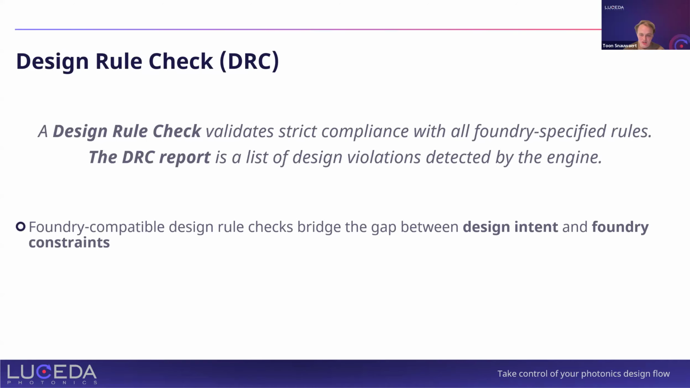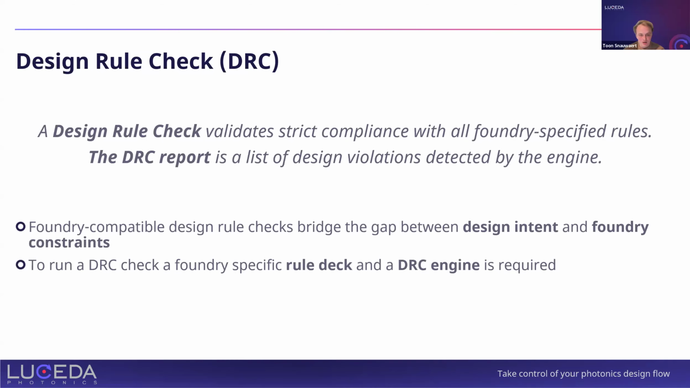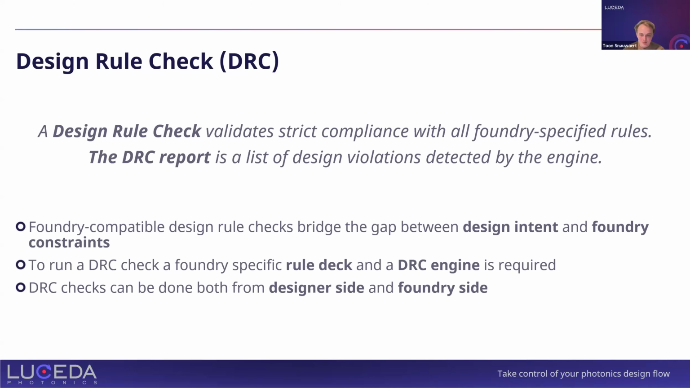A design rule check bridges the actual gap between the design intent of the designer and the Foundry constraints. To run a DRC check, we need a specific rule deck and we need a DRC engine. And it can be done both from the designer side and from the Foundry side. And in the end, there's always communication between the Foundry and the designers to negotiate on which of the violations should be approved, which can be waived, or need to be fixed.